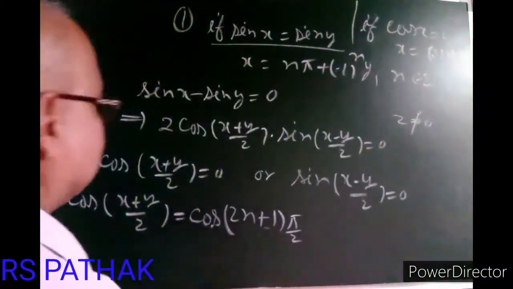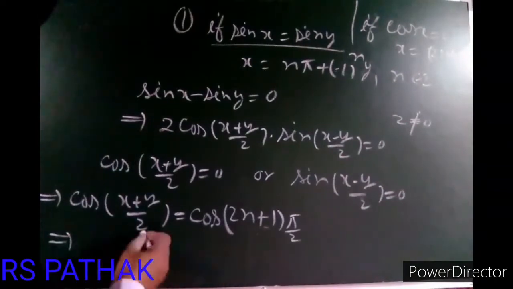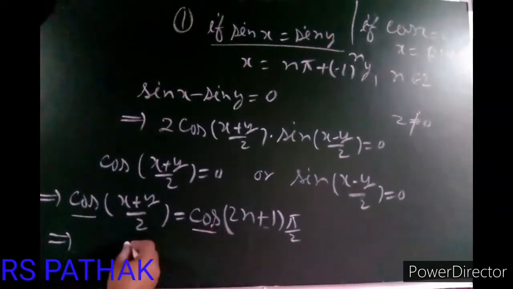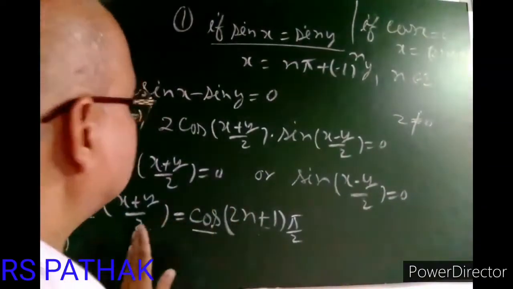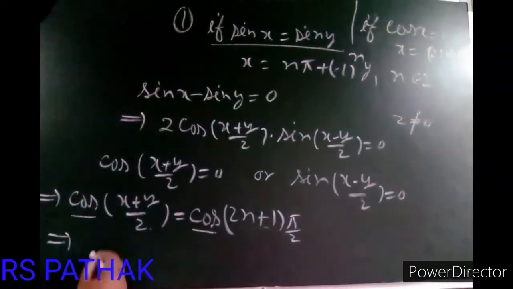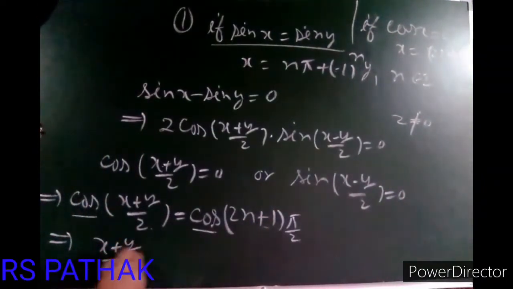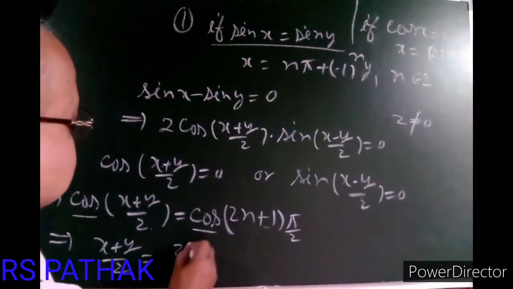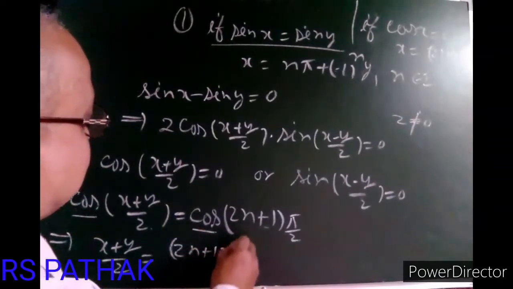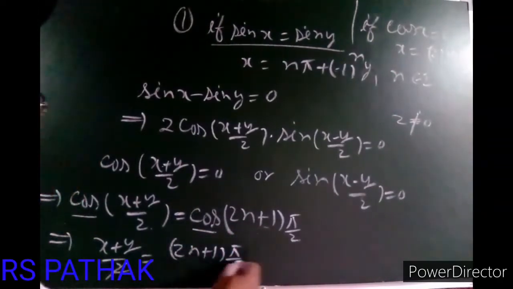Then I put it here. Equating cos equal to cos, then angle will be equal to angle. Then x plus y upon 2 equal to 2n plus 1 pi upon 2. 2 cancels.